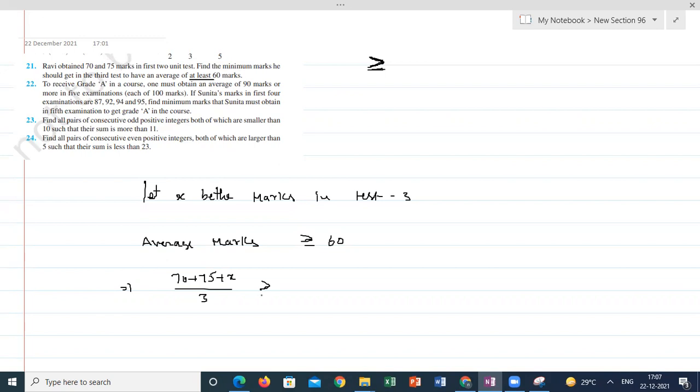So 70 plus 75 is 145, plus X is greater than or equal to 180. So X must be greater than or equal to, what is the answer? 180 minus 145 is 35. So it's very simple to understand. This is the solution set of the given situation.